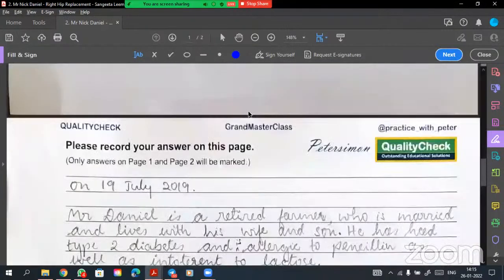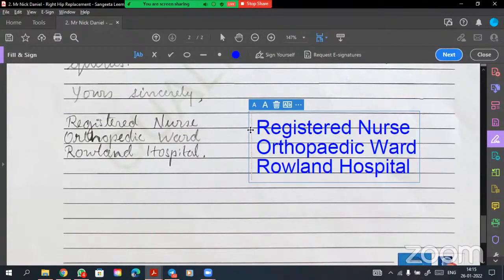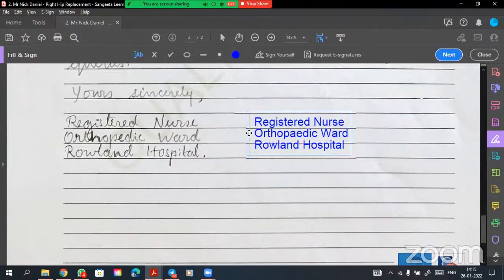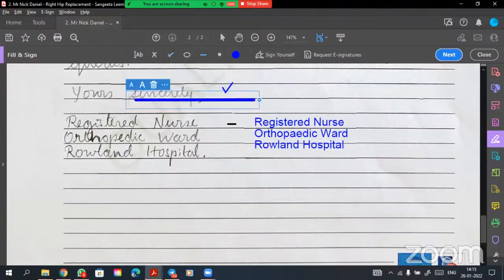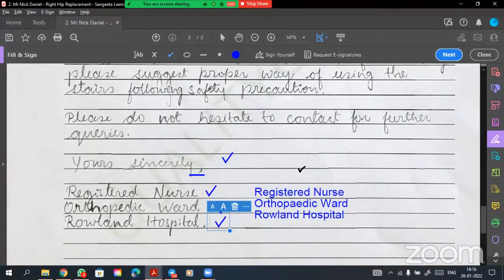This address will go here, at the last. Right, registered nurse. You have done it very well. Yours sincerely, the comma should come immediately, with no space in between. Registered nurse. Orthopedic ward. This is also correct. Roland Hospital. Correct. You have done it well.